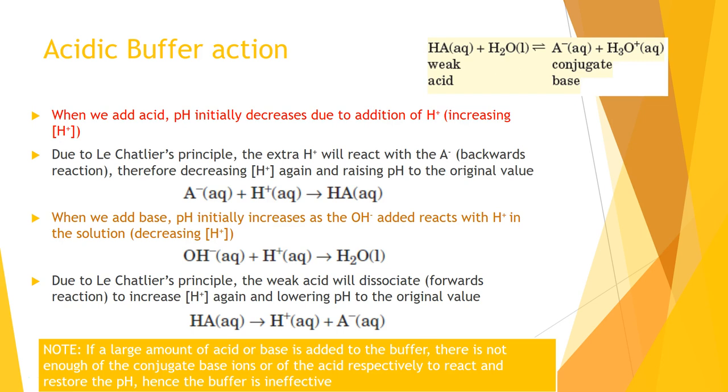If a large amount of acid or base is added to the buffer system, it won't be able to compensate for this, because the change will be too high. But as long as we're adding fairly small amounts and there is sufficient weak acid or weak conjugate base present, then the system will be able to adjust and we will see minimal to no change in pH.